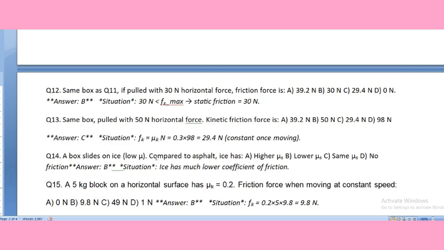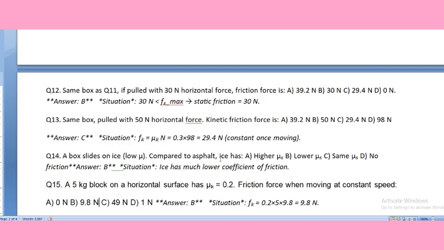the product of the coefficient of kinetic friction times the normal force, where the normal force is simply the product of the mass of the object and the gravitational field strength. Inserting the given values into the equation, 0.3 times 98 is equal to 29.4 Newton, which is constant once the object is moving due to kinetic friction.